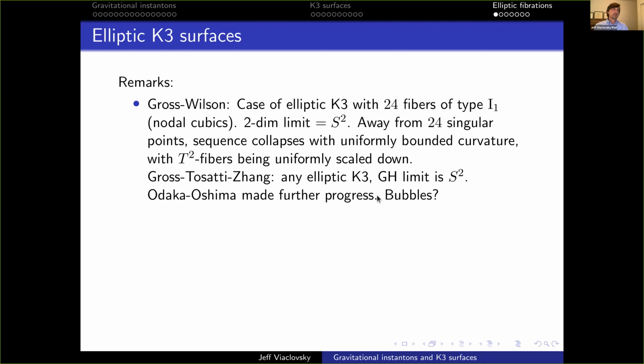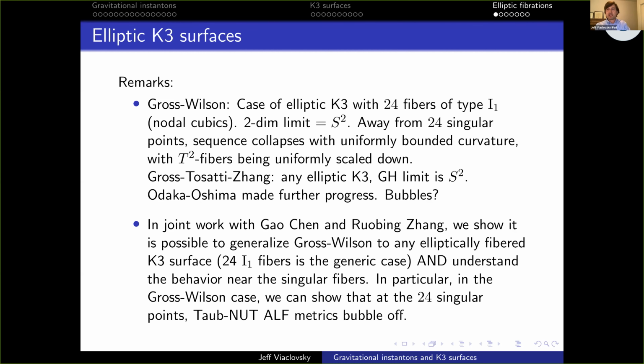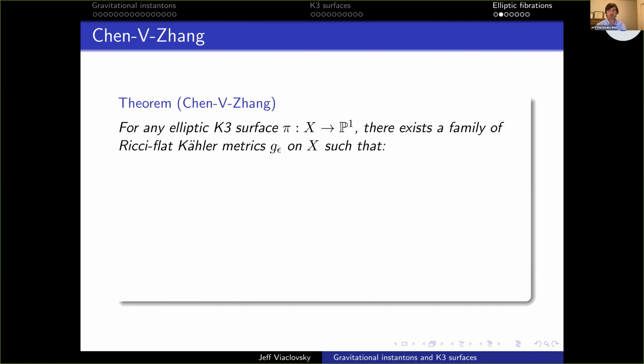But we're interested in the case, what happens near the singular fibers? What are the bubbles? In joint work with Gao Chen and Junsheng Zhang, we showed it's possible to generalize the Gross-Wilson construction to any elliptically fibered K3 surface. And we can understand the behavior near the singular fibers. In particular, in the Gross-Wilson case, we can show that at the 24 singular points, Taub-NUT ALF metrics bubble off. Okay, so let me state the theorem. This is joint work with Gao Chen and Junsheng Zhang.